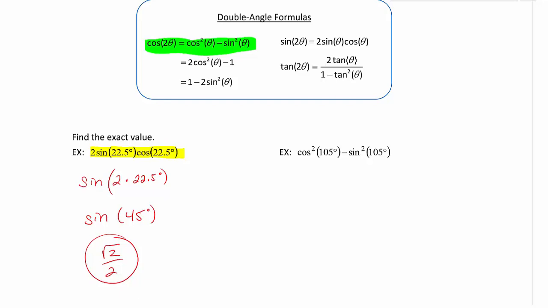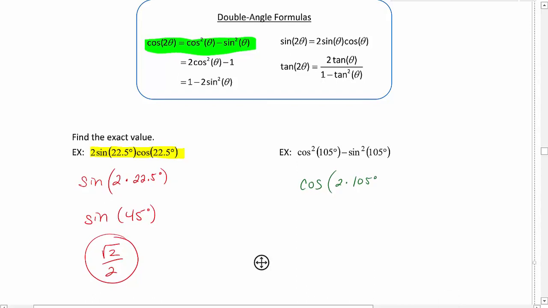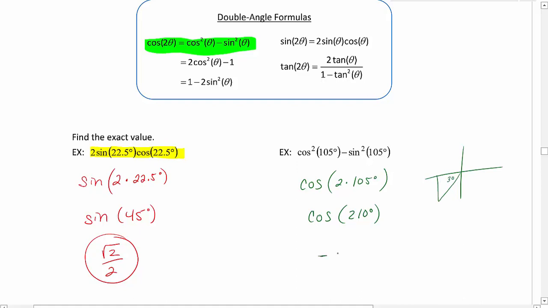This can be rewritten as cosine of 2 times 105 degrees, which is cosine of 210 degrees. And we just need to find cosine of 210. It's over here with a 30-degree reference angle. Negative square root of 3 over 2.